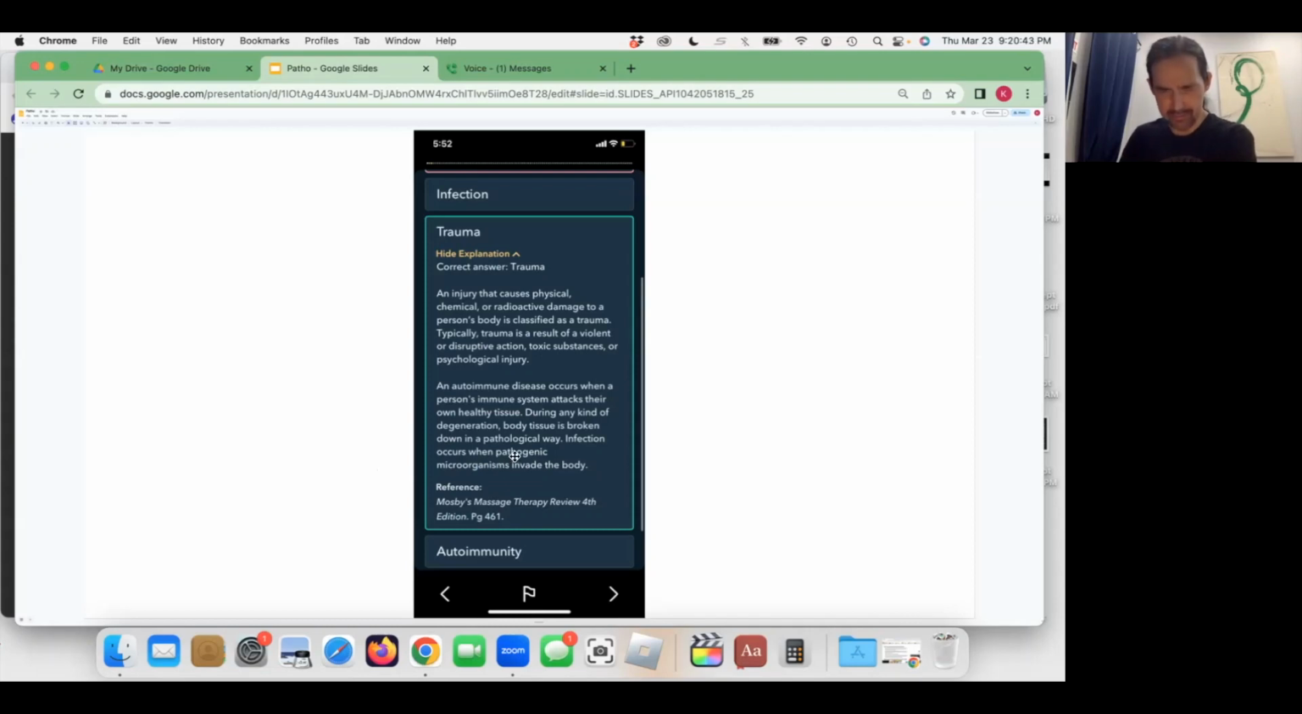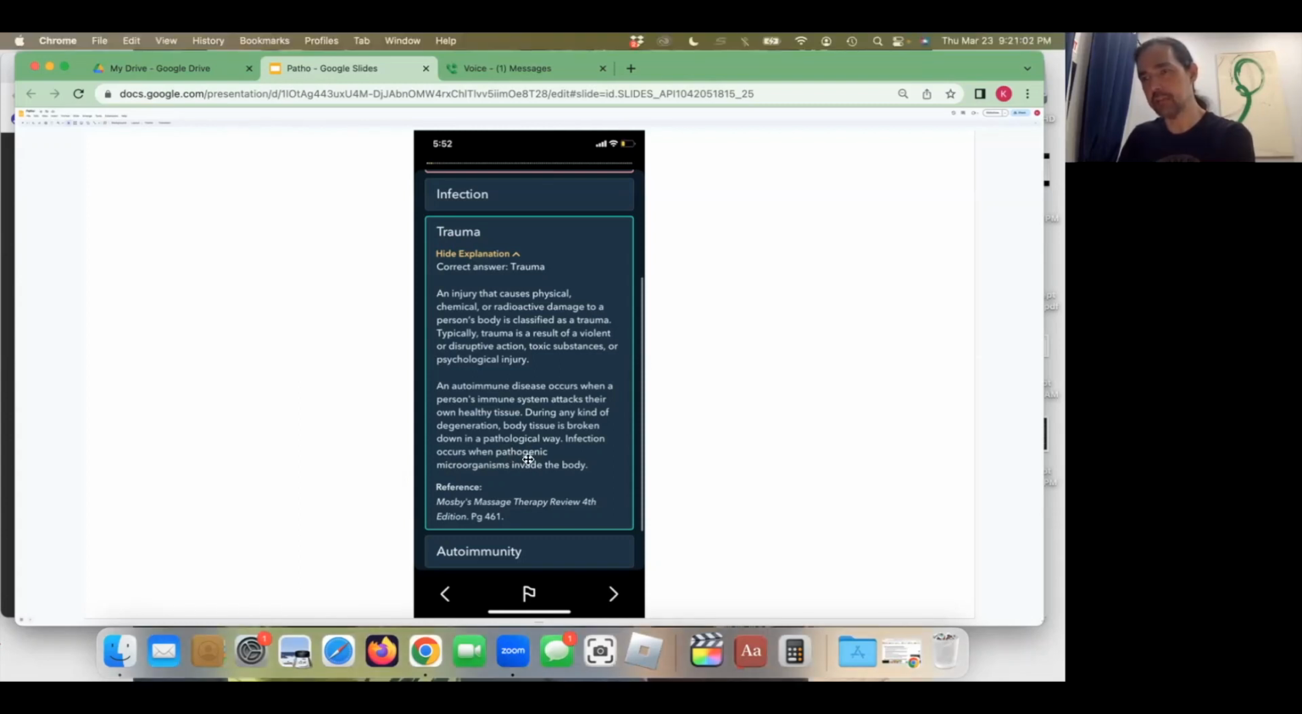Are you guys confused when you hear the words pathogenic microorganisms? That means microbes: viruses, bacteria, or fungi, which cause some kind of disease, pathogenic. Genic meaning the generation of pathology, generation of disease.